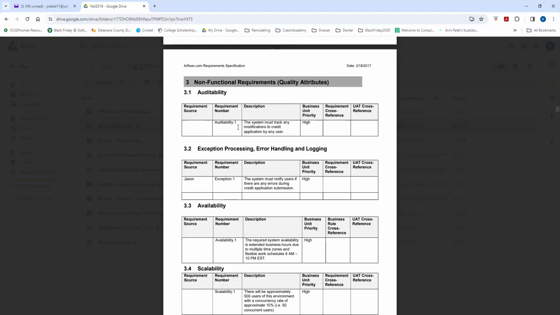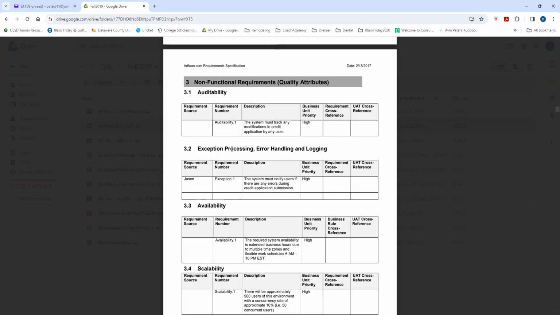So this requirement says that every time somebody makes any change to any credit application, the system should be able to track it, and somebody should be able to look into those logs and see what was changed by whom. Okay. Does it impact your function? No, right? Because this is just tracking what changes are made to the application. That's why this is part of non-functional requirements.